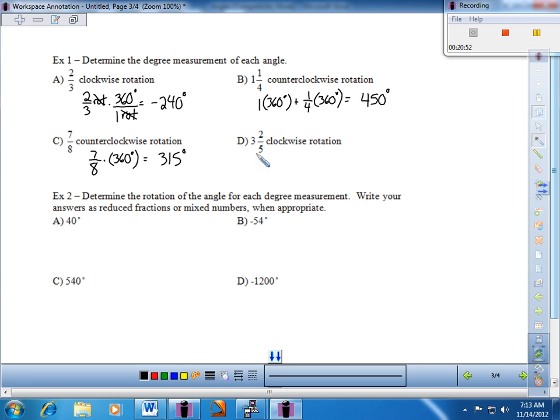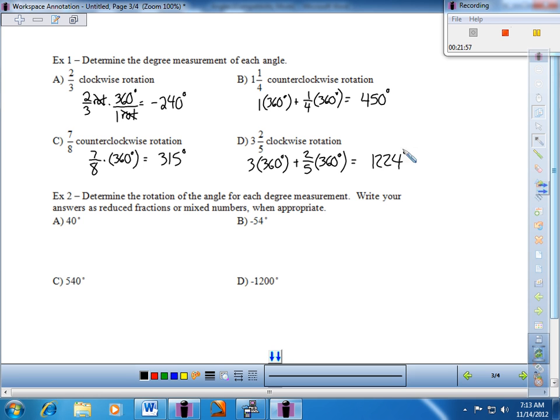Next one here, letter D, 3 2/5 clockwise rotation. So 3 rotations, each one of those is 360 degrees. So 3 times 360. And then another 2/5 after that, so 2/5 of a clockwise rotation, so 2/5 of 360 degrees, and that to me is the easiest way to kind of pull that off. And if you take 3 times 360 and then add the 2/5 of 360, I end up getting 1224 on that. Again, don't stop there though.